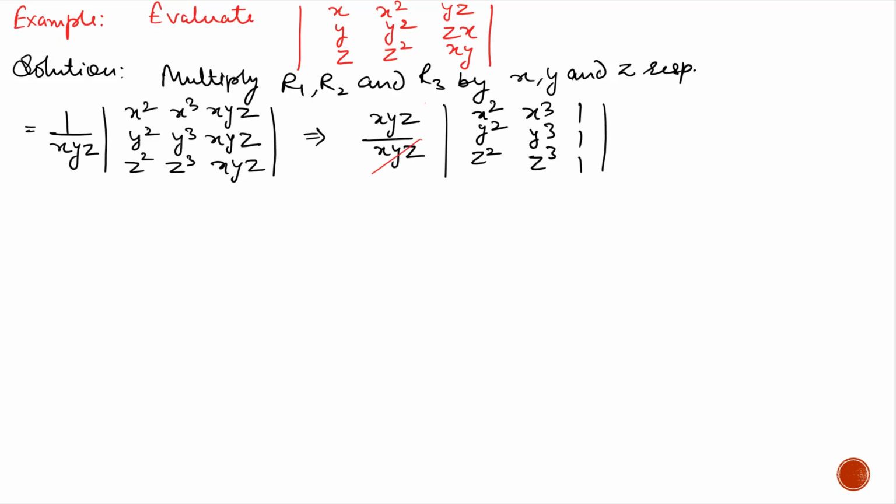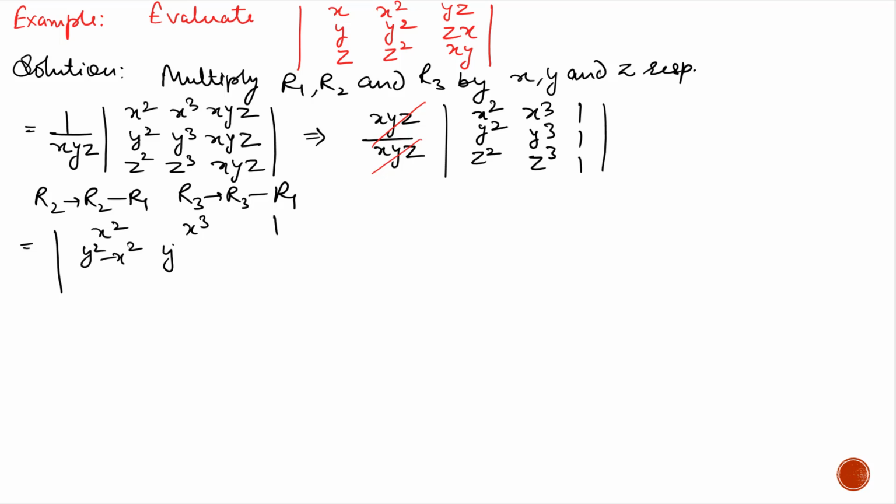Whenever we have triple 1, we always make it 1, 0, 0 using operation R2 equals R2 minus R1 and R3 equals R3 minus R1. So the first row remains same. In the second row we will get y square minus x square, y cube minus x cube and 0. In third row z square minus x square, z cube minus x cube and 0.